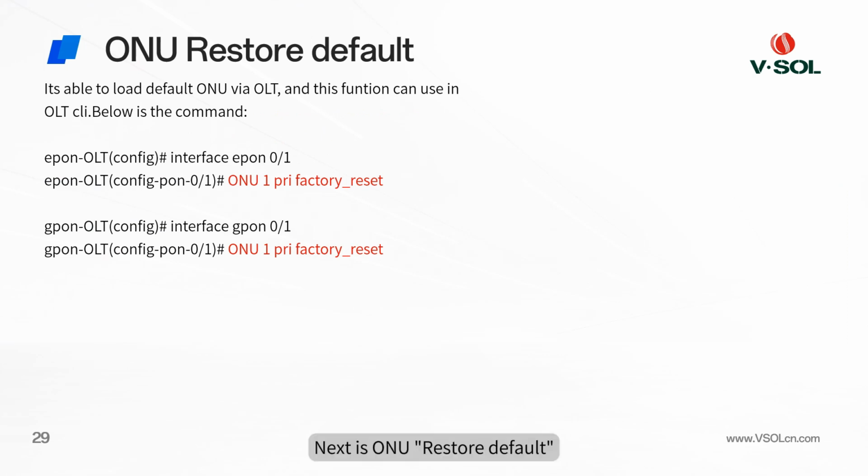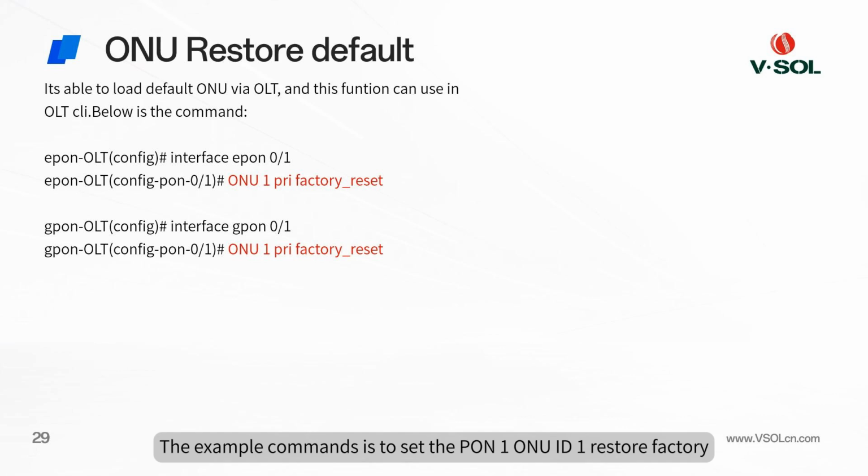Next is ONU Restore Default. You can use it to restore the ONU to factory status. The example command is to set the PON 1 ONU ID 1 Restore Factory. And you can also use the OLT web to set ONU Restore Factory.